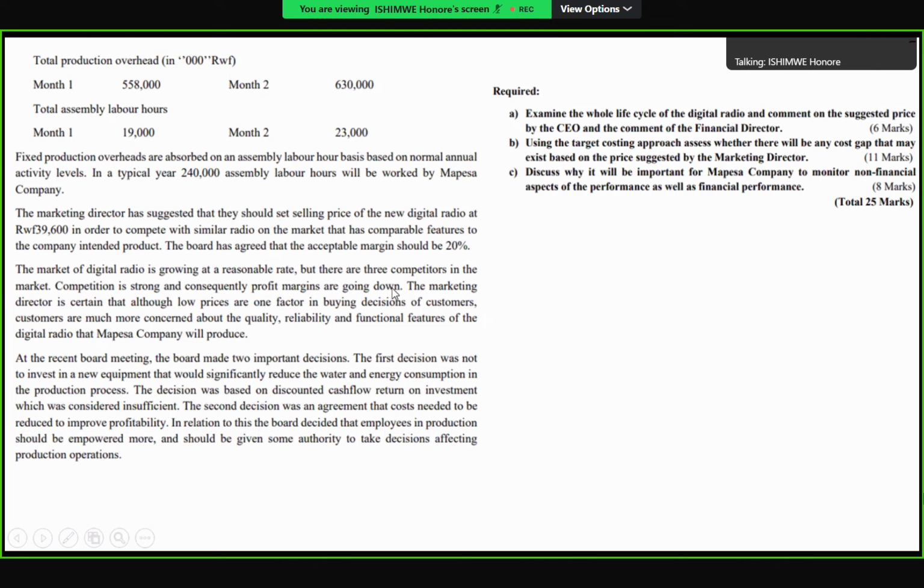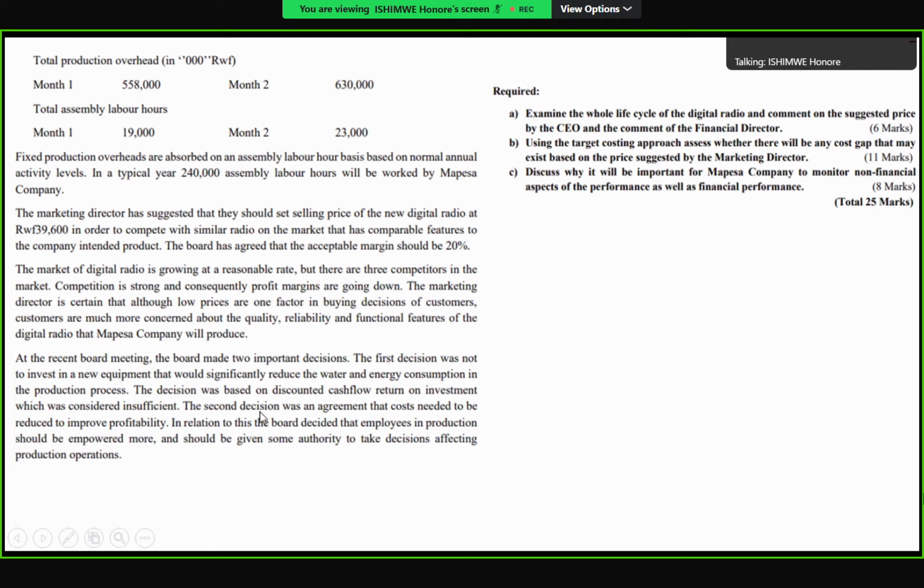So the marketing director is certain that although low prices are one factor in the buying decision of customers, customers are much more concerned about the quality, reliability, and functional features of the digital radio that Mapesa company will produce. At the recent board meeting, the board made 2 important decisions. The first decision was not to invest in new equipment that would significantly reduce the water and energy consumption in the production process. The decision was based on discounted cash flow return on investment, which was considered insufficient.